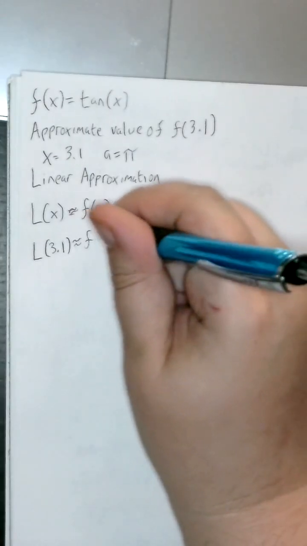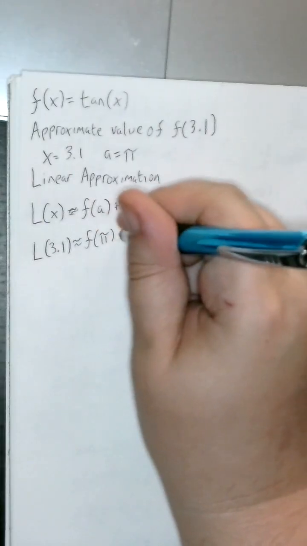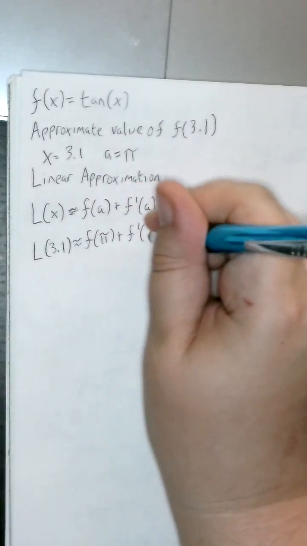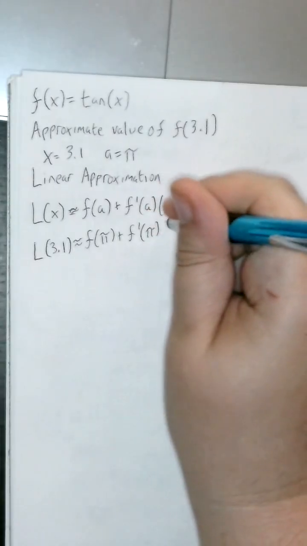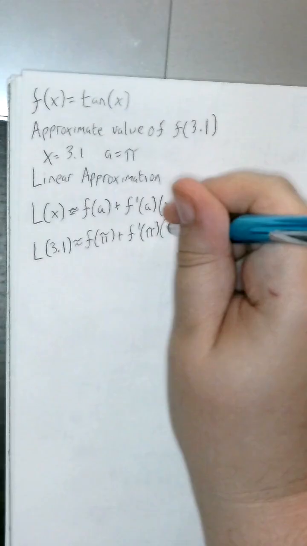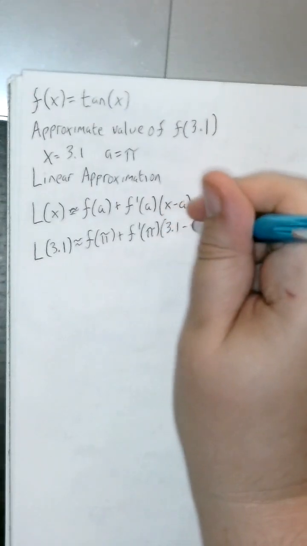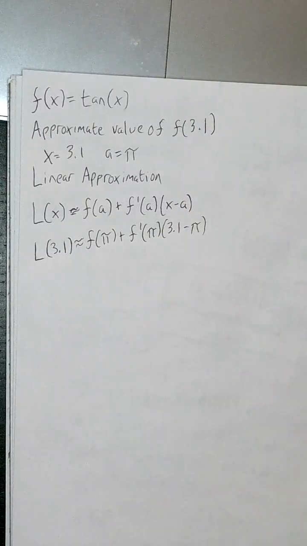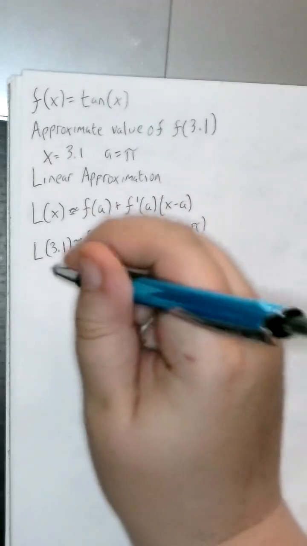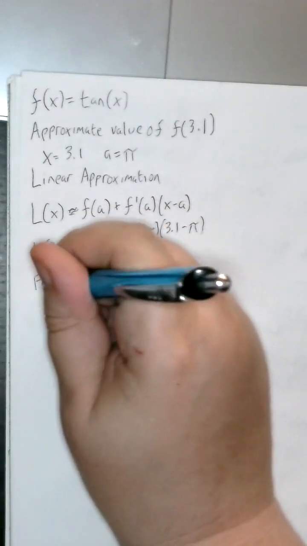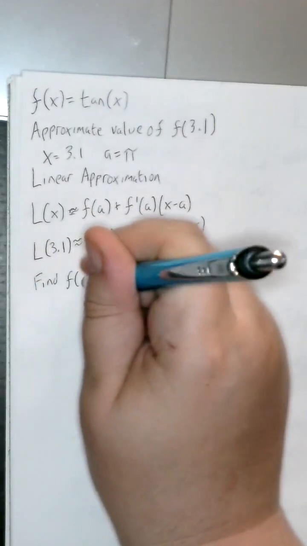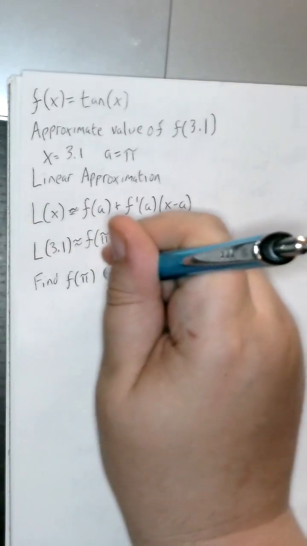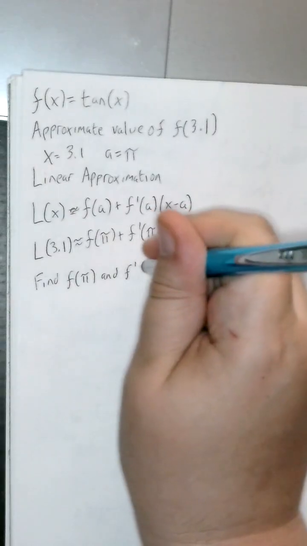So I have f of pi plus f prime of pi times 3.1 minus pi. So, now we need to find f of pi and f prime of pi.